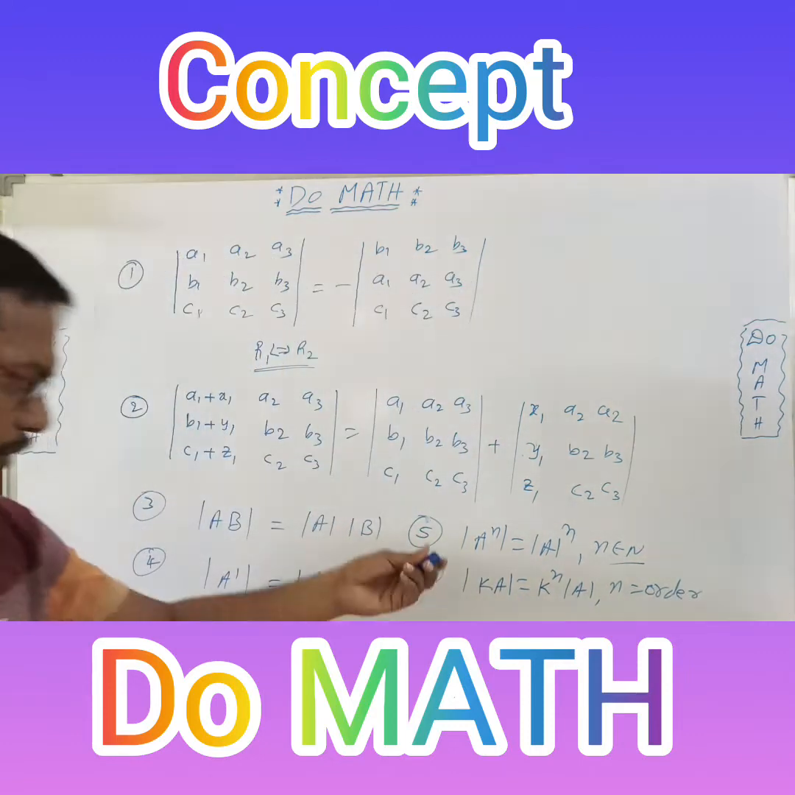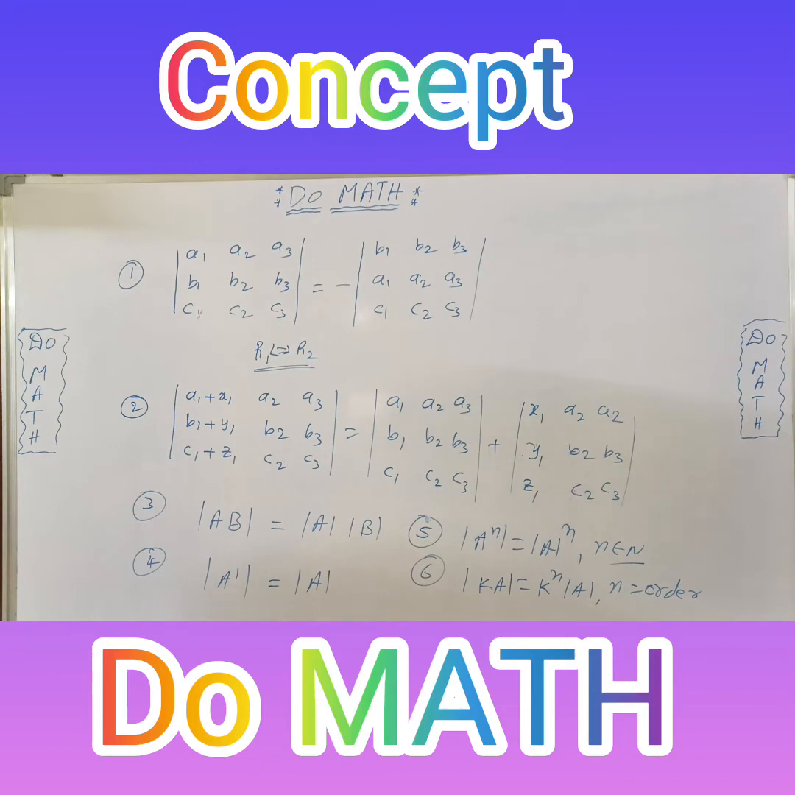So like this we have some properties we can discuss. In the problems we have other models as well. So these are some important properties I can discuss.